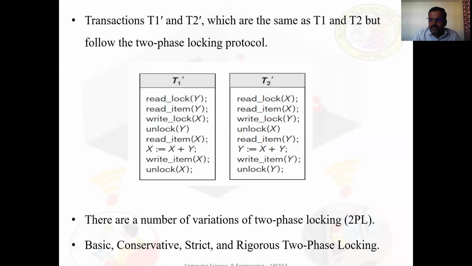Conservative two-phase locking is a deadlock-free protocol. However, it is difficult to use in practice because of the need to pre-declare the read set and write set, which is not possible in some situations.